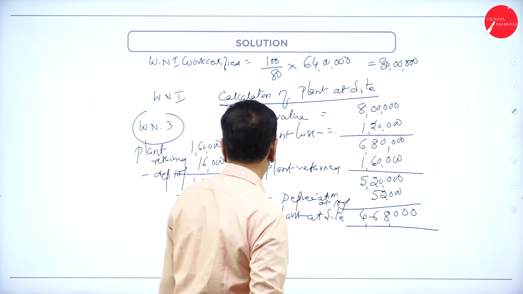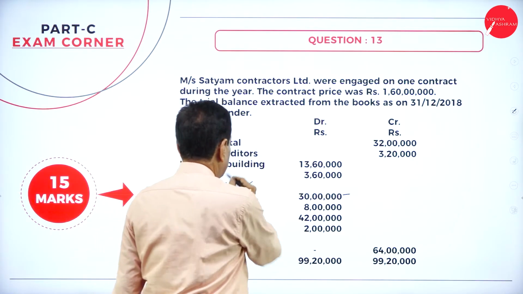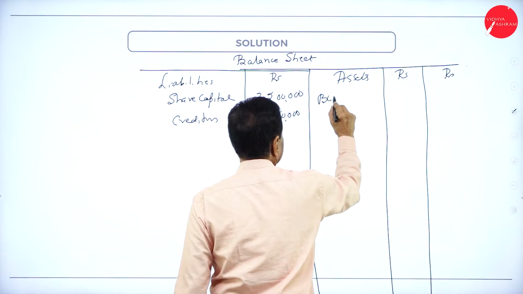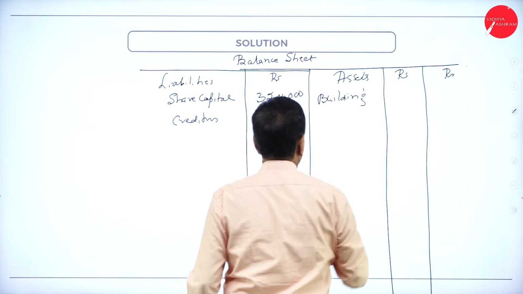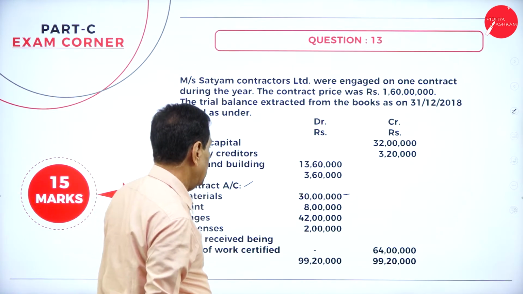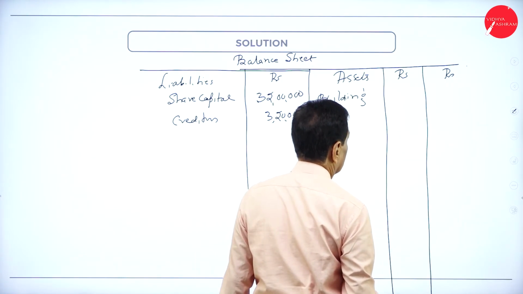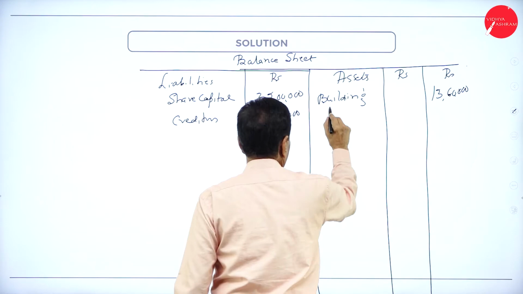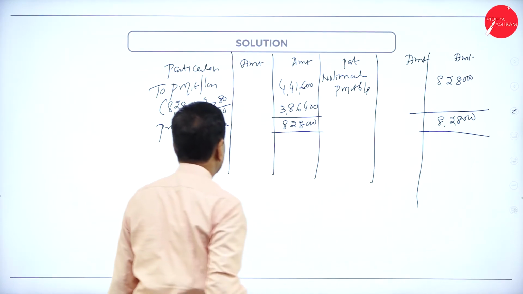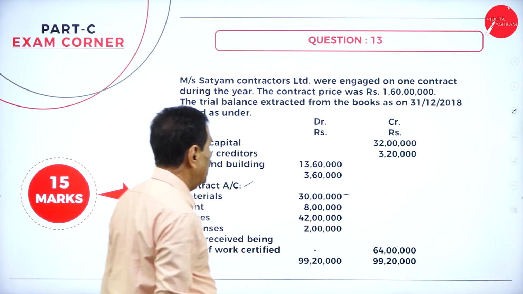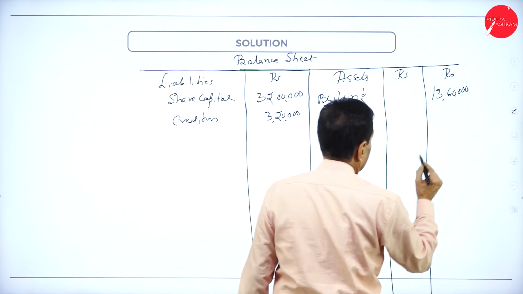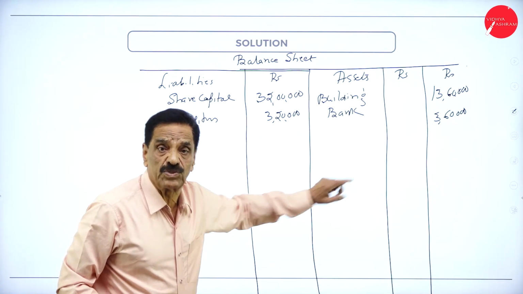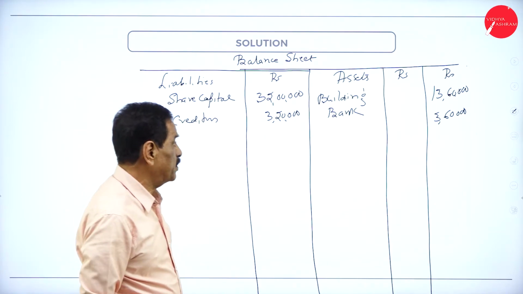Then come back. What is next one you got? Building. Asset. The building is 13,60,000. Cash at bank is 3,60,000. As per your trial balance, your building value is 13,60,000. Cash at bank is 3,60,000.